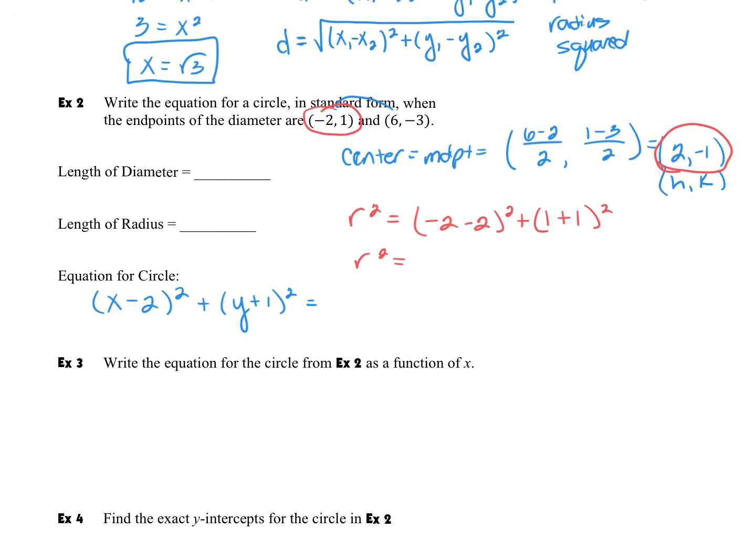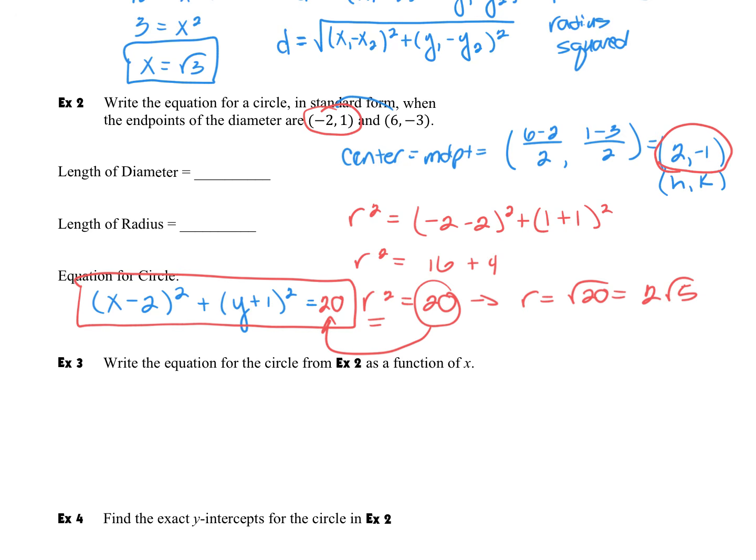So we've got an r squared. This is going to give us a 16 because our negative 2 minus our negative 2 is negative 4. And when I square that, it's positive. 1 plus 1 is 2. Square that, it gets me to a 4. So my radius squared is 20. So my radius is the square root of 20. I should be able to simplify that radical quickly and get me to a 2 square root of 5. Again, I should not need a calculator for any of this. That means that this 20 right here, because it's the radius squared, this is what's going to go right here to finish the equation for our circle.